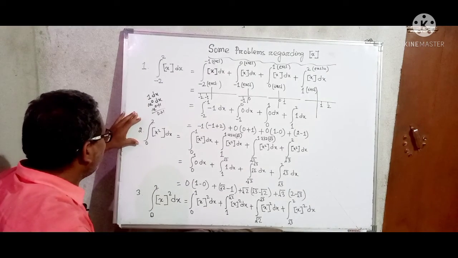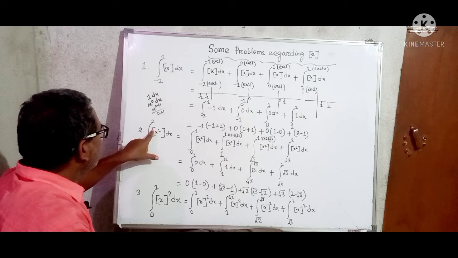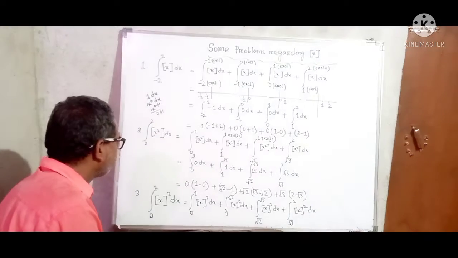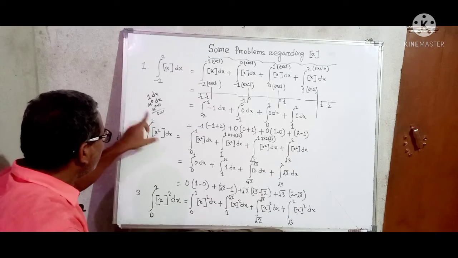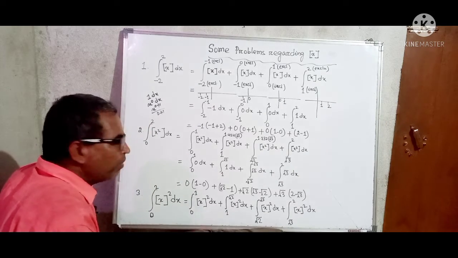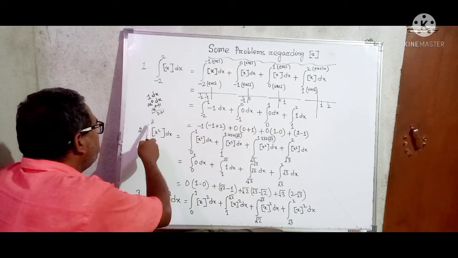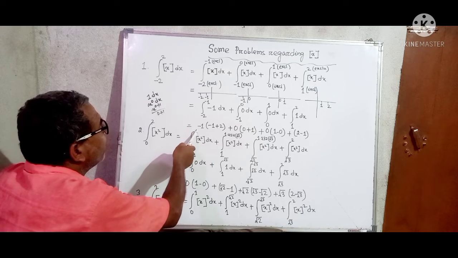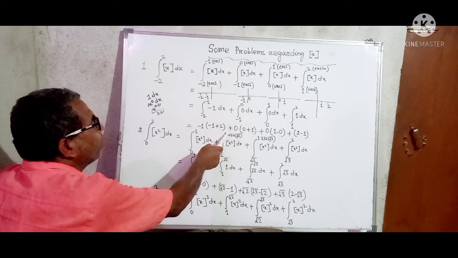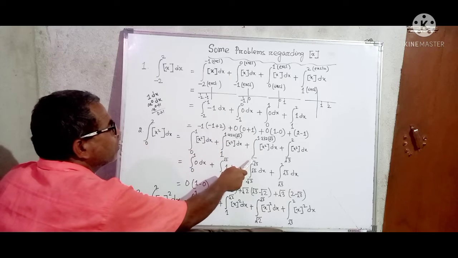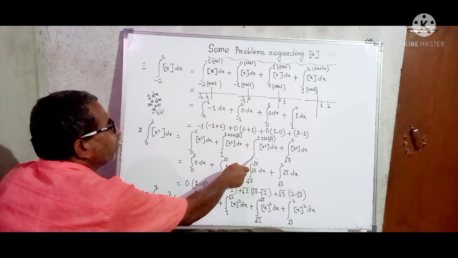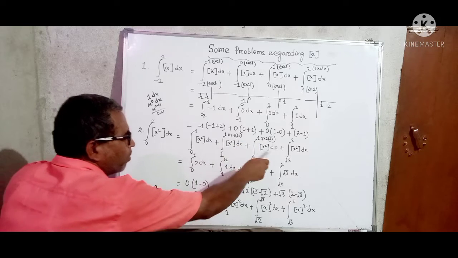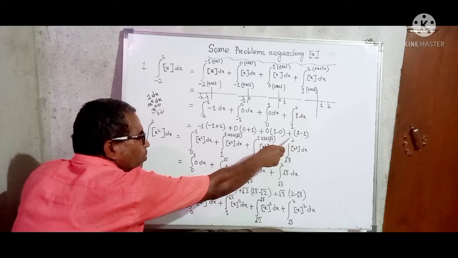Then come to the next problem. You see the greatest integer function with x square written within the bracket, from 0 to 2. How can we find it? You will have to split the interval into sub intervals like this: 0 to 1, 1 to 1.414, or root 2, then root 2 to root 3, plus root 3 to 2.